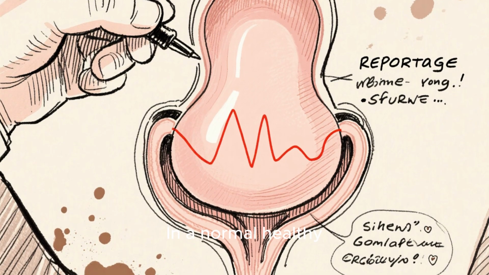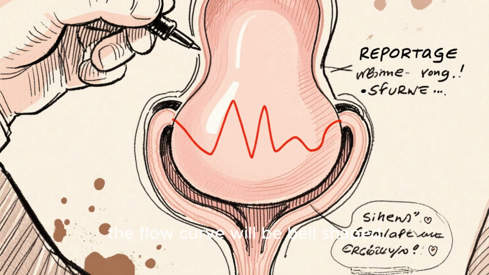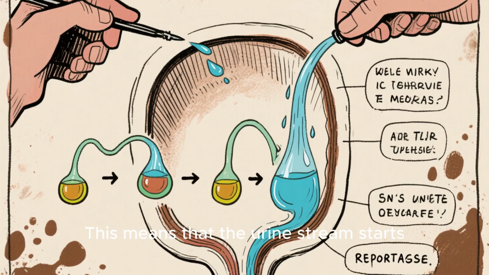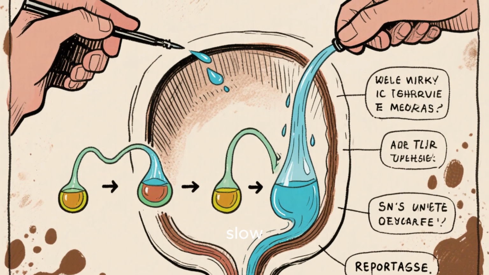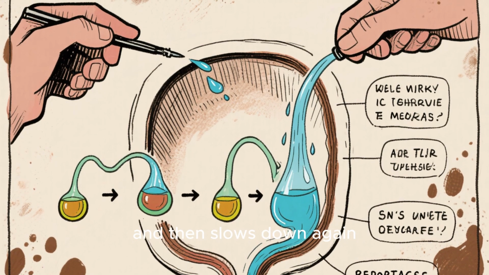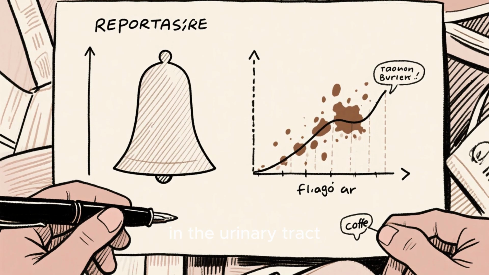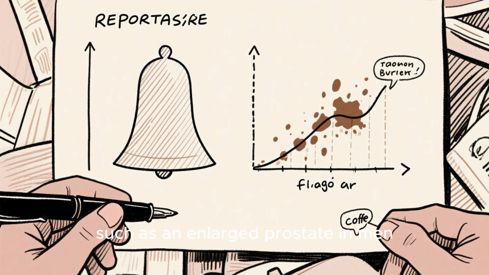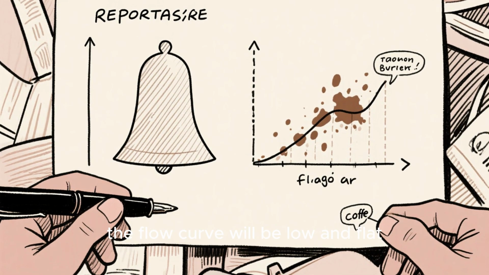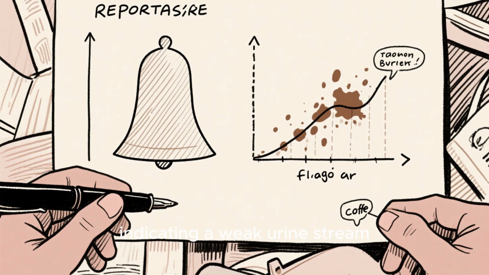In a normal, healthy bladder with no obstruction, the flow curve will be bell-shaped. This means that the urine stream starts slow, reaches a maximum flow rate, and then slows down again. However, if there's an obstruction in the urinary tract, such as an enlarged prostate in men, the flow curve will be low and flat, indicating a weak urine stream.